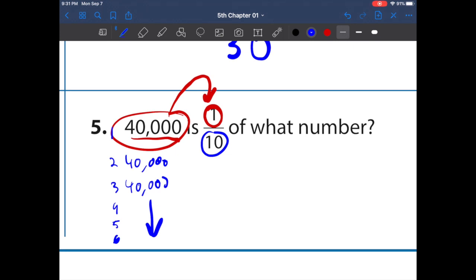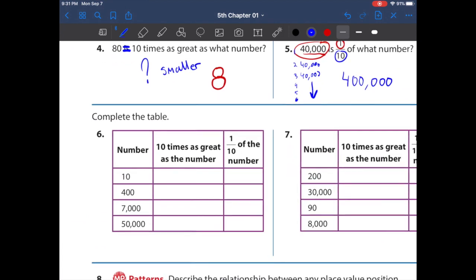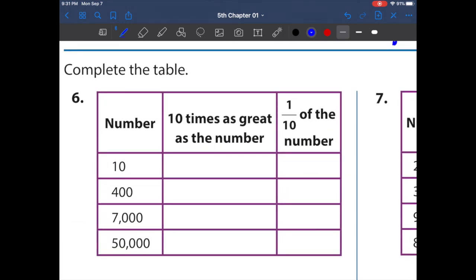All right, so if 40,000 is 1/10, what number would it be when we have 10 40,000s? That would be 400,000. Let's try another question. Ooh, I like these ones. Let's finish the table. So let's see.